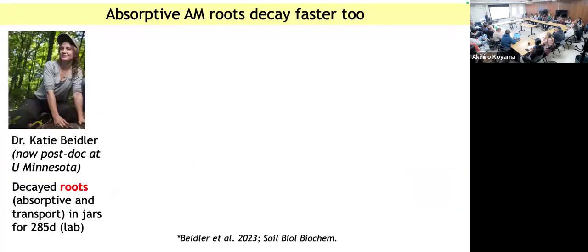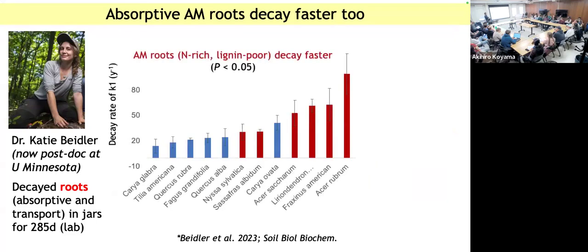Now, leaves aren't the only trait that might affect the soil. So Katie Beidler decided she wanted to look at root decay. So she did a very similar experiment, ran it a little bit longer. And although her results were not quite as remarkable as Matt's, where all the AM trees decayed differently than all the ECM trees, she did find that on average, there was much faster decay of the root litters from the AM trees relative to the ECM trees. Again, also owing to the chemistry of these roots being generally more nitrogen-rich and lignin-poor.